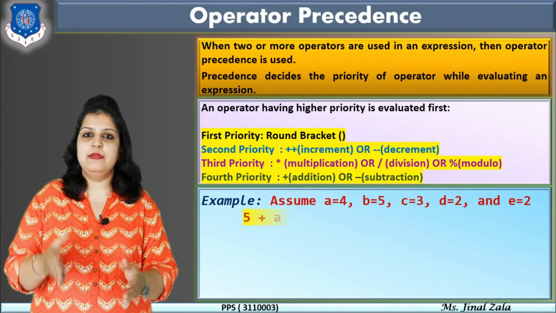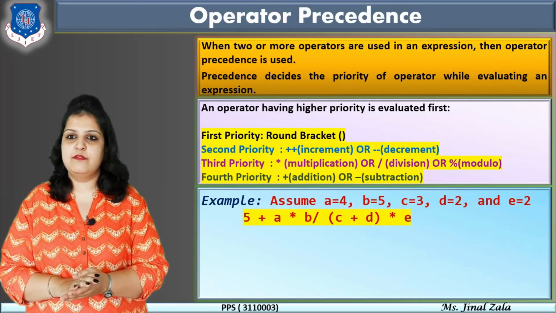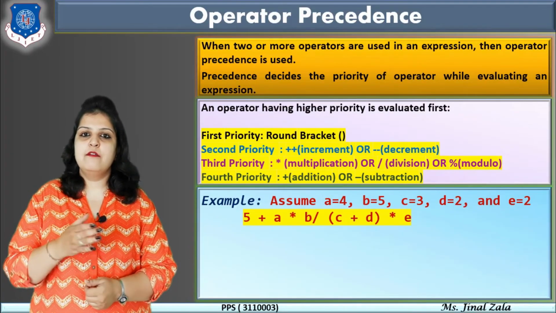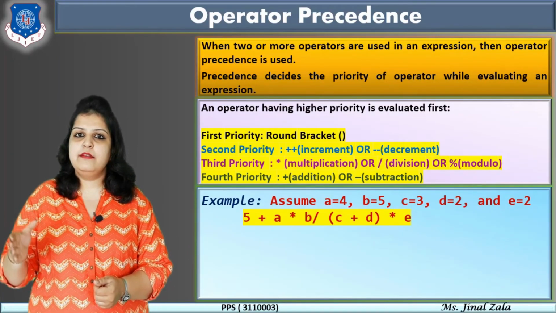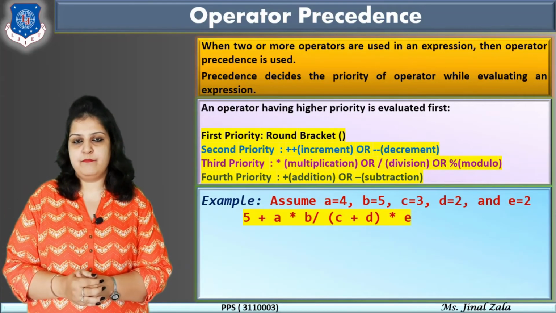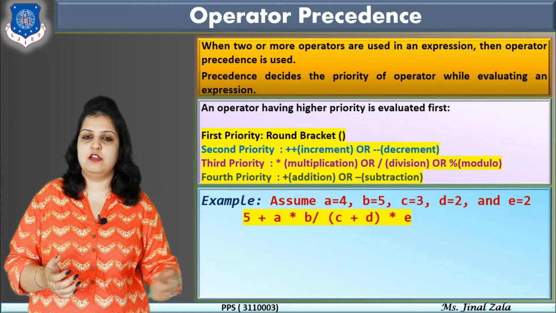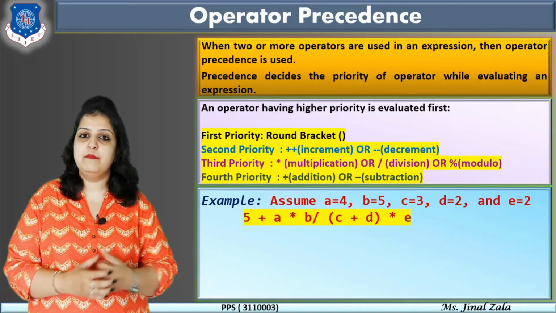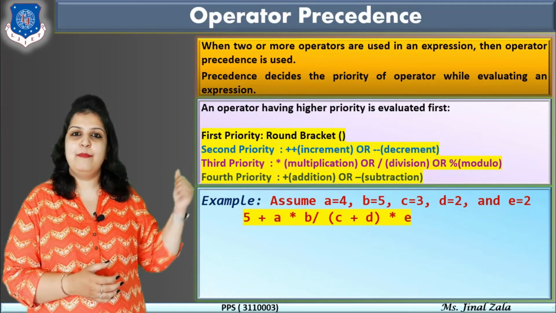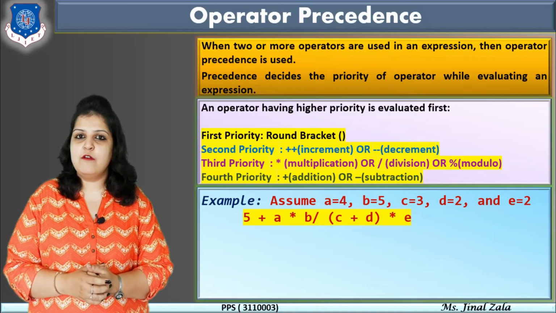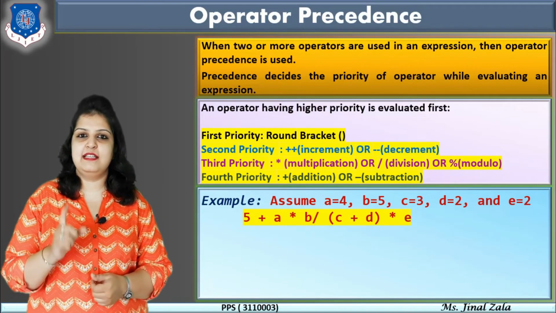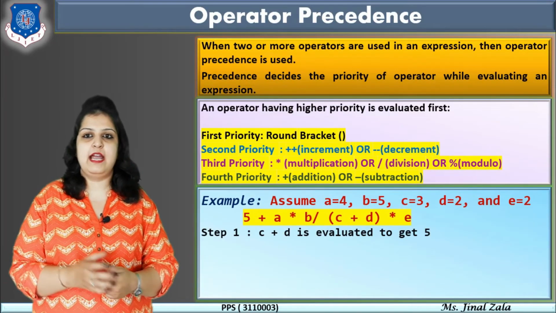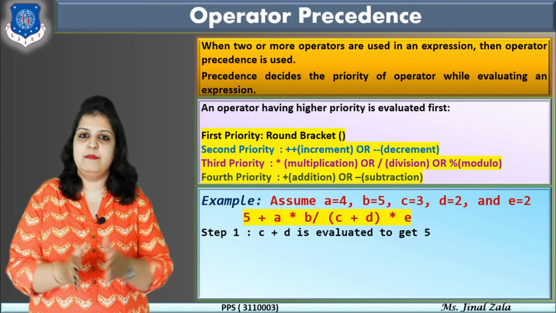A is equal to 4, B is equal to 5, C is equal to 3, D is equal to 2 and E is equal to again 2. And our expression is like 5 plus A into B divided by (C plus D) into E. Here you can see that in this expression we have 4 different types of operators. So first of all, which expression will be evaluated? Just see the priority: the highest priority is of the bracket. So first of all, in the bracket, C plus D is evaluated. So in the first step C plus D is evaluated and our answer will be 3 plus 2, which is 5.